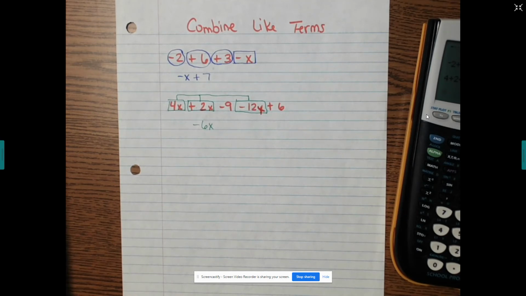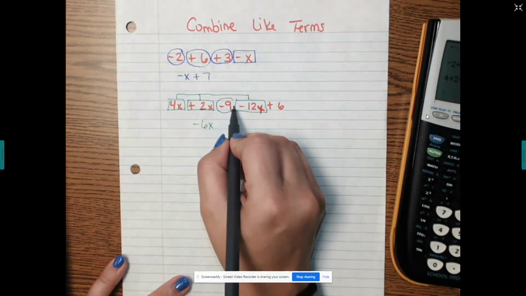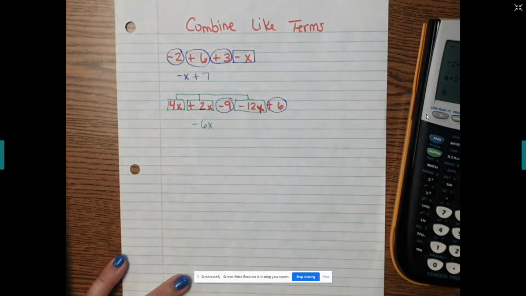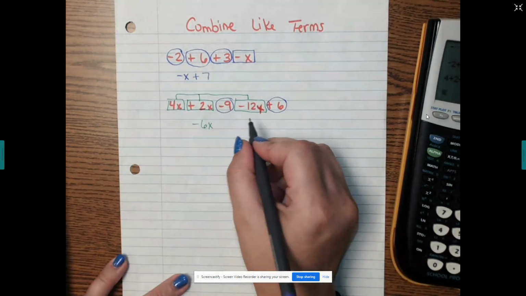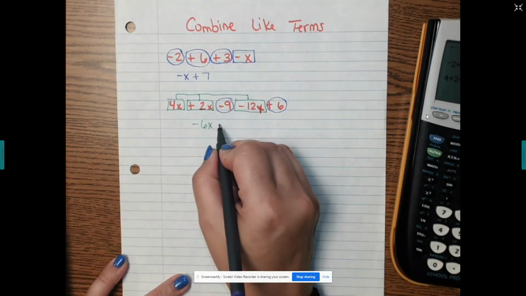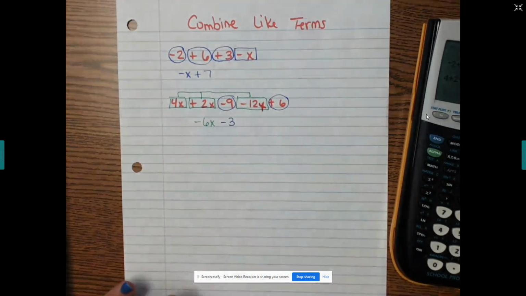All right, now I'm left with negative 9 plus 6. Again, if you don't know your integer rules, use that calculator. But I know this one. This is minus 3. Okay, there's no equal sign. I'm not doing anything crazy. I'm just combining like terms. Let's do just one or two more together.